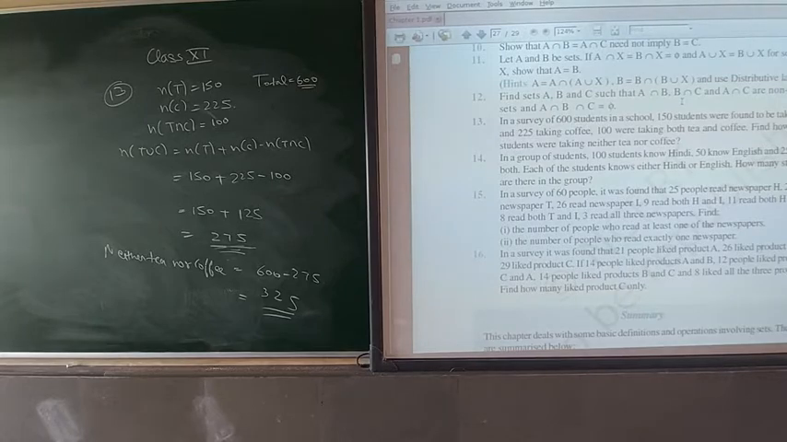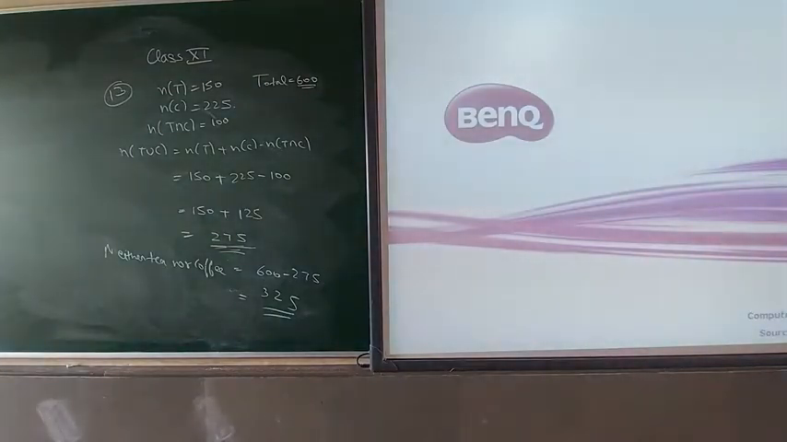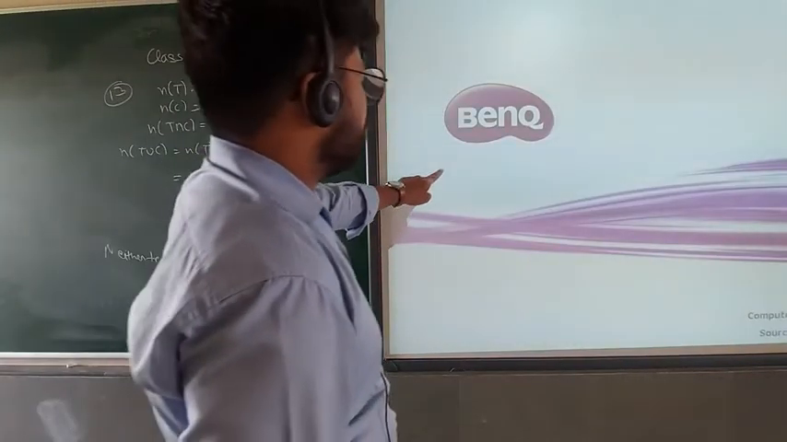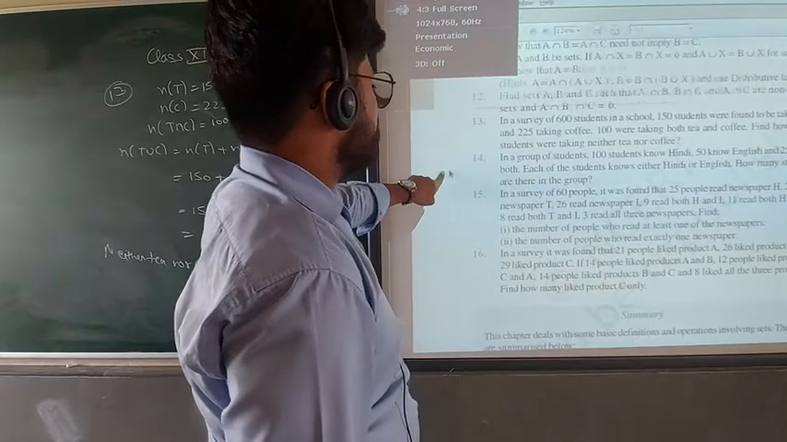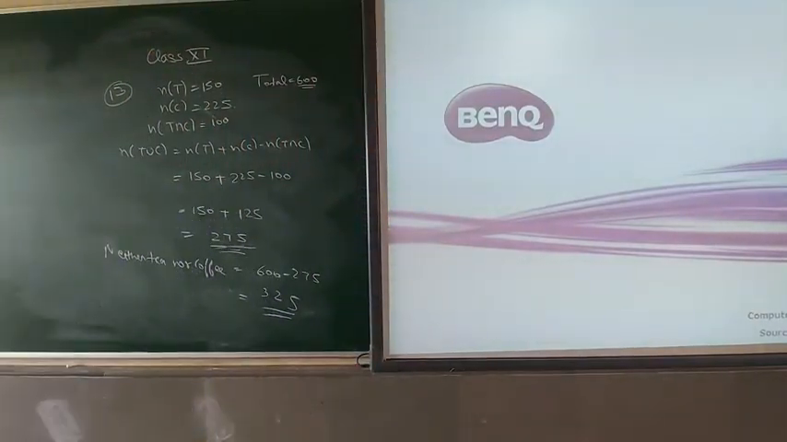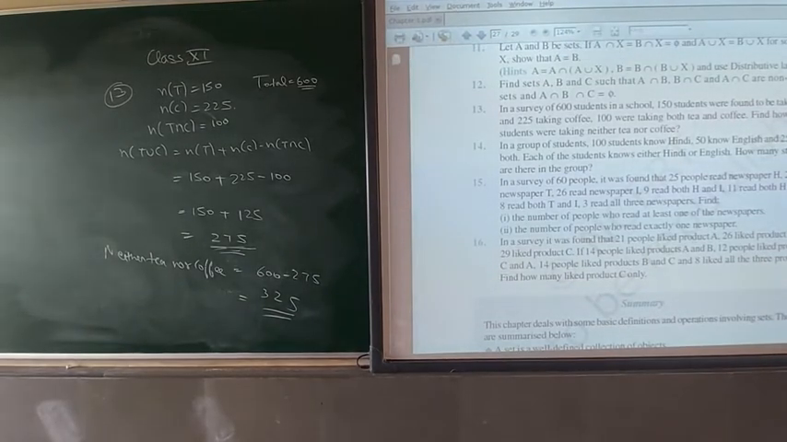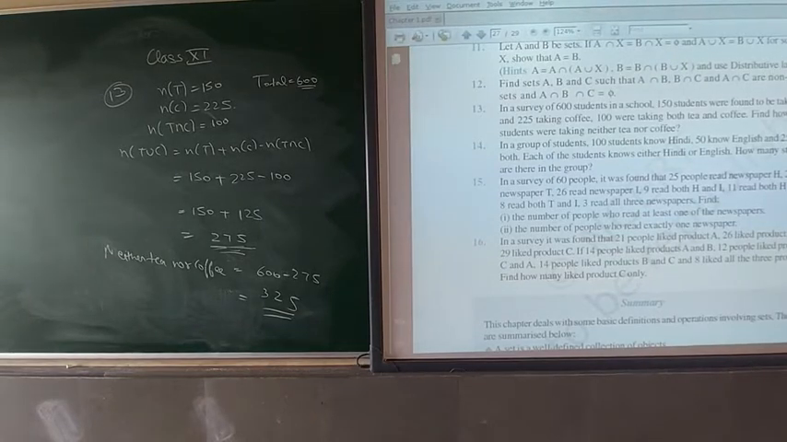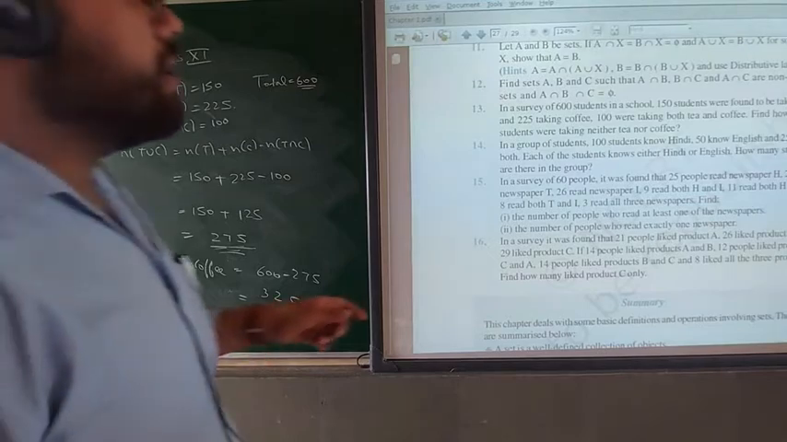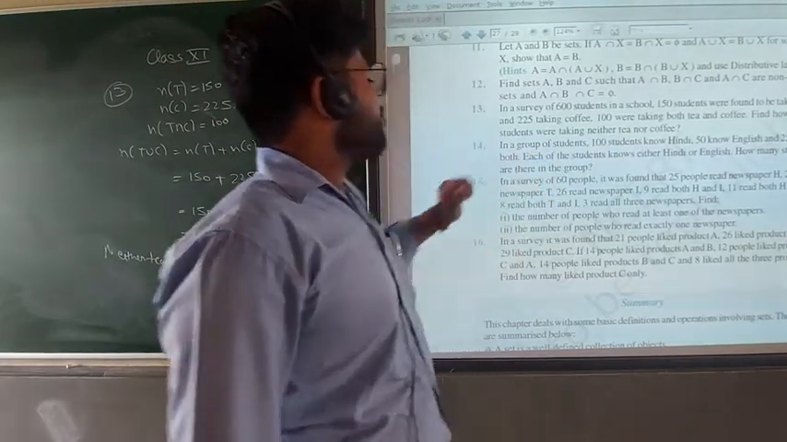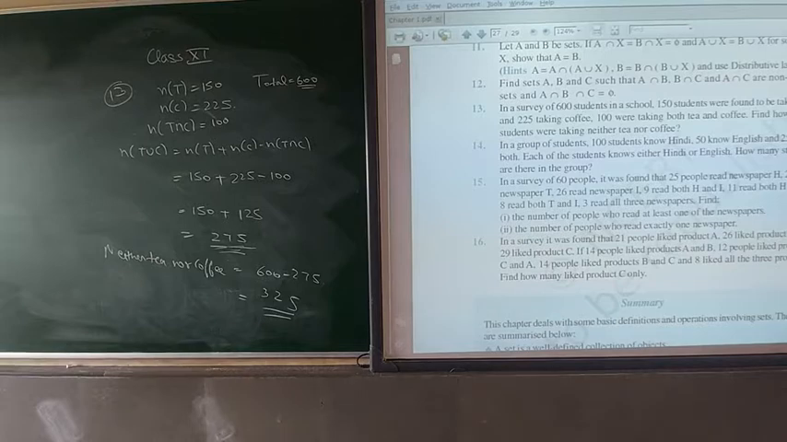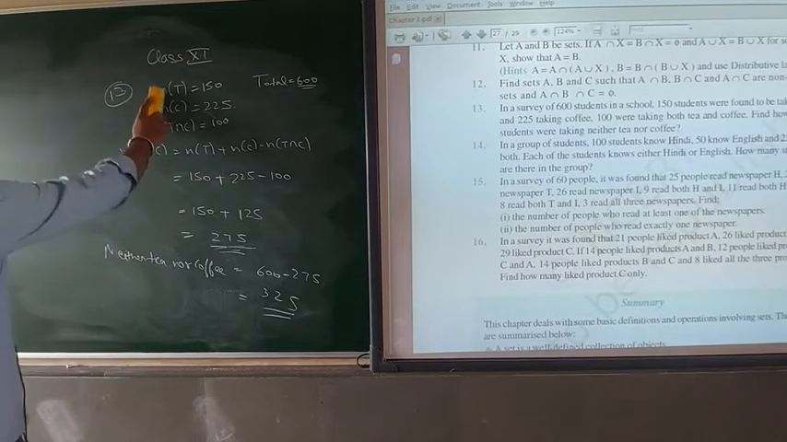Now next question, the 14th. In a group of students, 100 students know Hindi, 50 know English and 25 know both the languages. Each of the students knows either English or Hindi. How many students are there in the group?